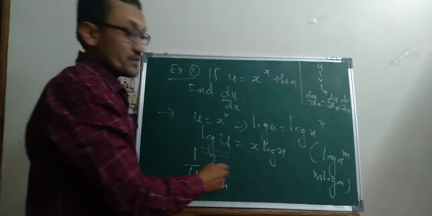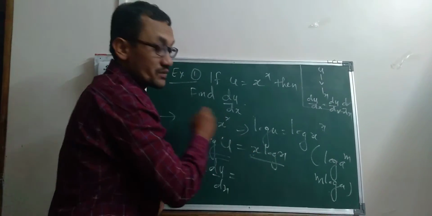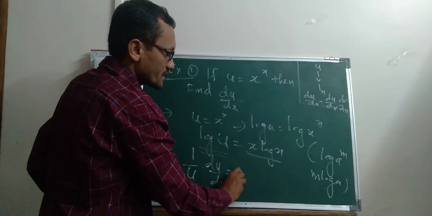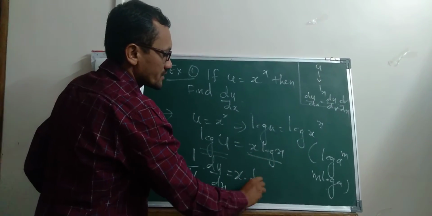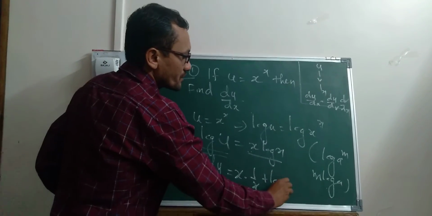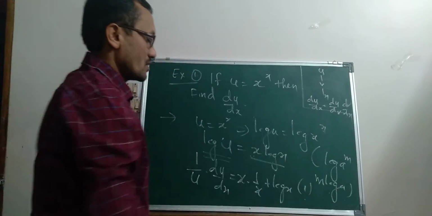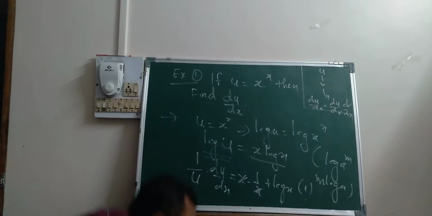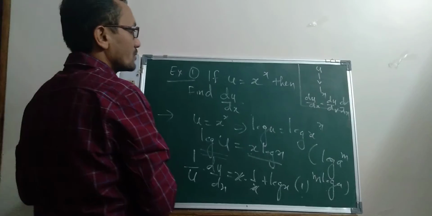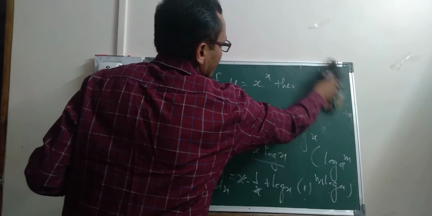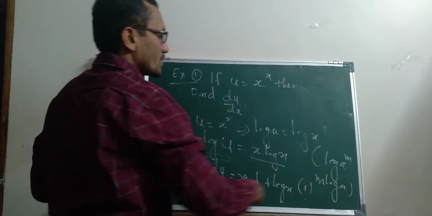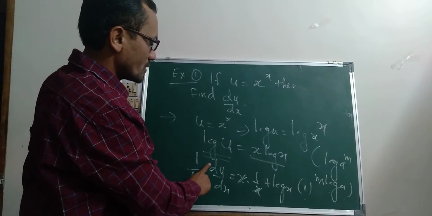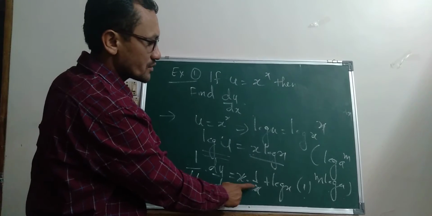Now here we have to differentiate with respect to x. There is a product of x and log x. So we will keep x as it is, and the derivative of log x is 1 by x, plus log x as it is into the derivative of x, which is 1. So x is cancelled here. So 1 by u into du by dx is equal to 1 plus log x.